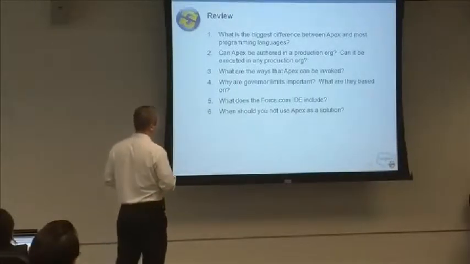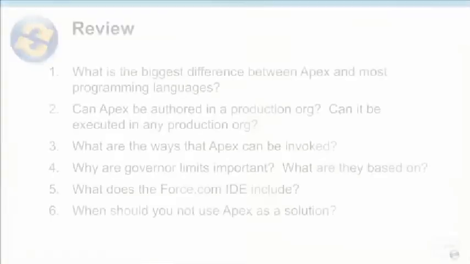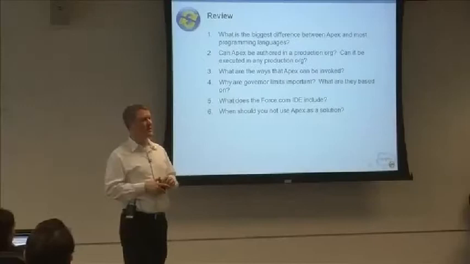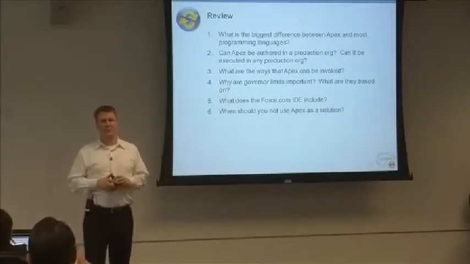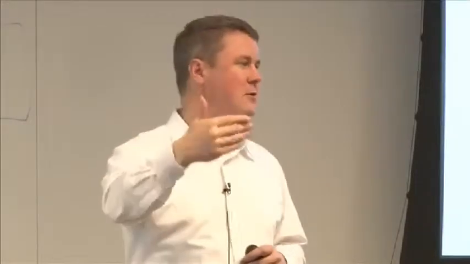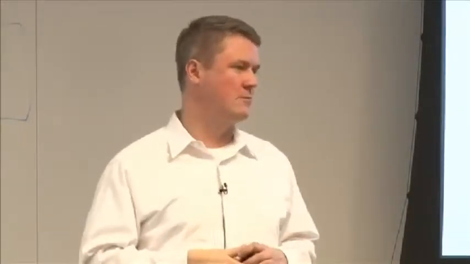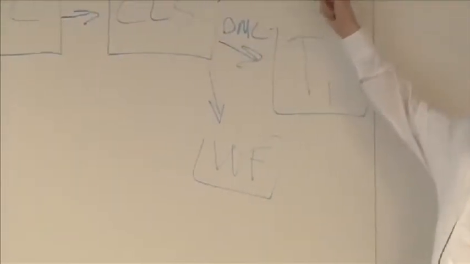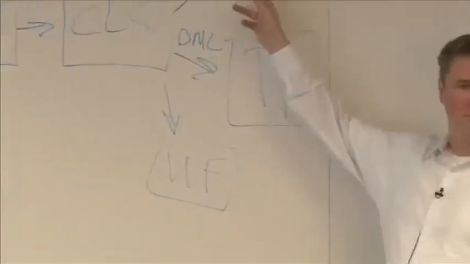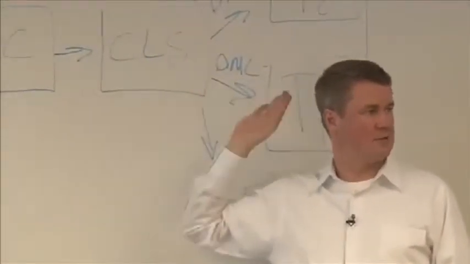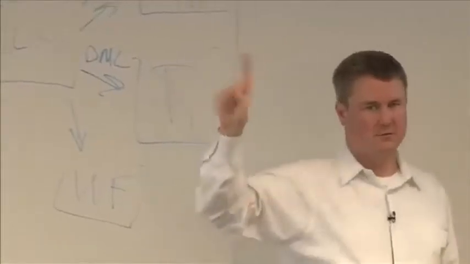How are governors applied? Per what? Per transaction, right? When we're thinking per transaction, it might be a sequence of different things that occur, like we had here. The controller called a class. The class did a DML, which fired off a trigger, which fired off another trigger. All of this is one transaction. One transaction. All right?